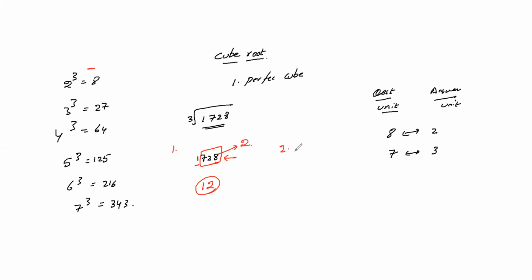We'll take one more example: 6859. If the unit digit is anything apart from 8 and 7, it will be the same. So if it is 9 now, it will be 9 only. 859 is one set, and 6 is less than 2... correct? Here 6 is less than 8, so the answer is 1 in the tens place. So 19 cube is 6859. This is your answer. Let's see the third one.